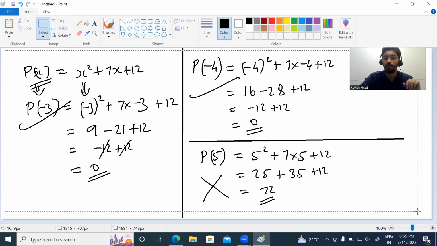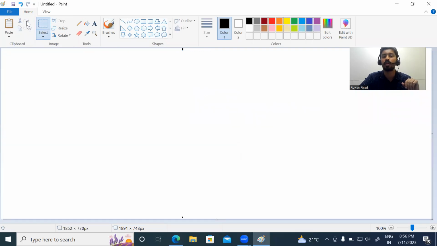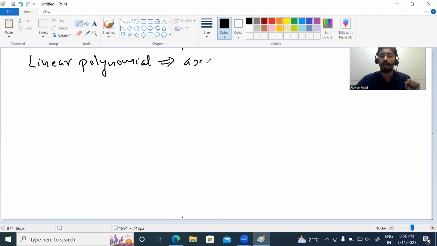We have linear polynomials, which are polynomials with degree 1, then quadratic polynomials with degree 2, then cubic polynomials with degree 3. Now let's write the general form of a linear polynomial. We have the general form ax plus b. This is the general form of a linear polynomial. After that we have the quadratic polynomial.